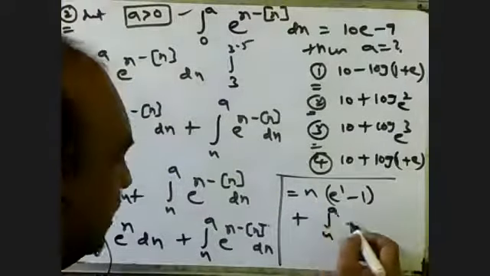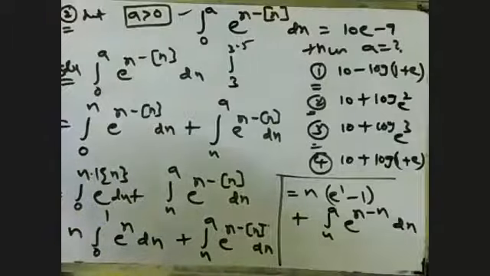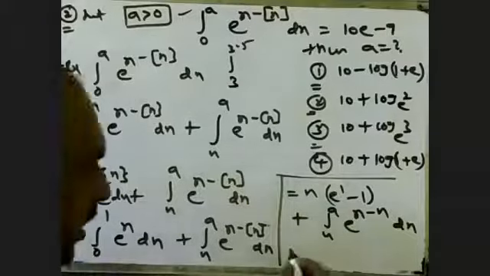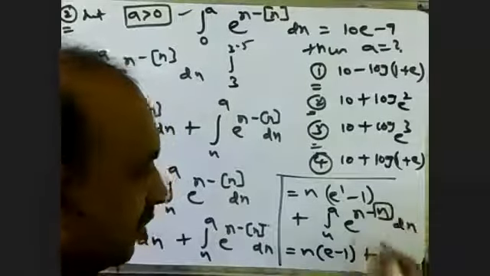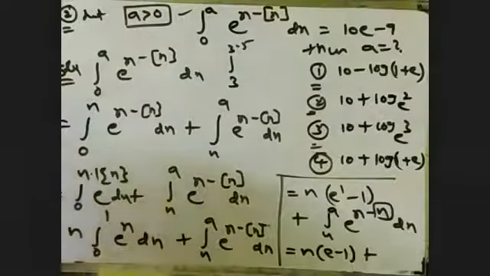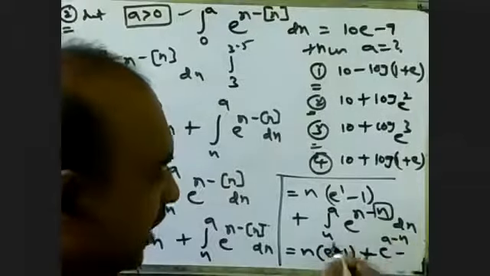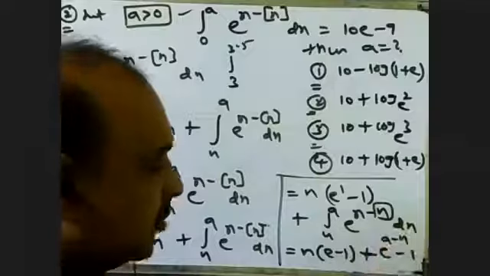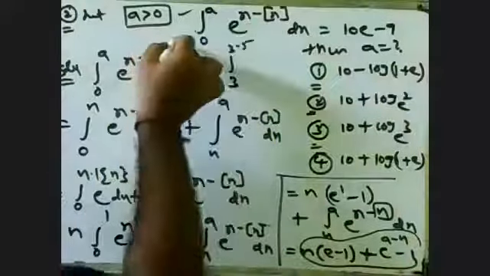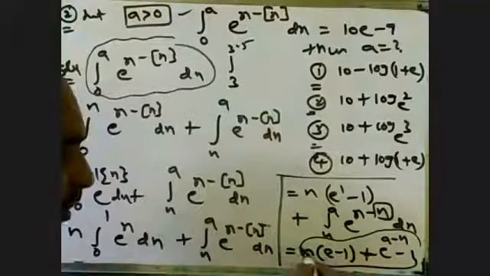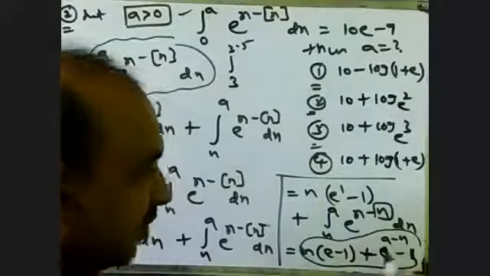You'll get like this: integration n to a of e power x minus n dx. You can simplify this part here: n into e minus 1 plus, this is an n, this is an n, so no problem. So e power x minus n is always e power x minus 1 integration only. When you apply the upper limit, you'll get e power a minus n minus e power n minus n, that is e power 0, and this value is 1. So if we solve this, the integration of this one is nothing but n into e minus 1 plus e power a minus n minus 1. So this is the value.